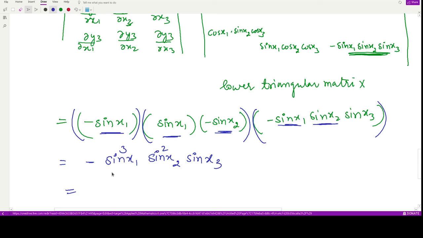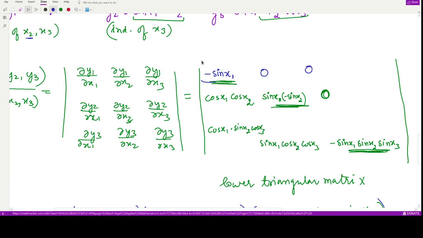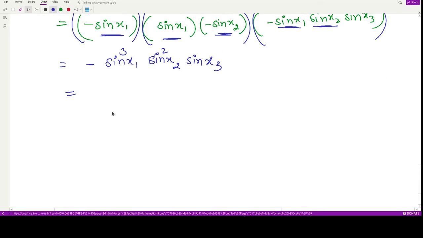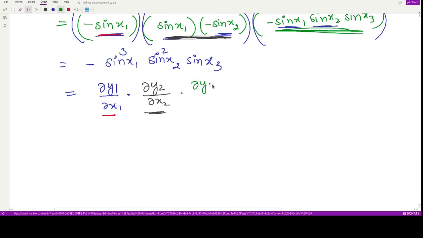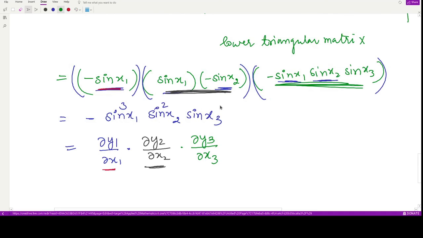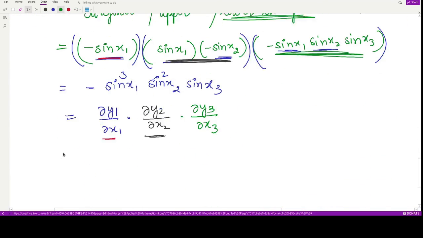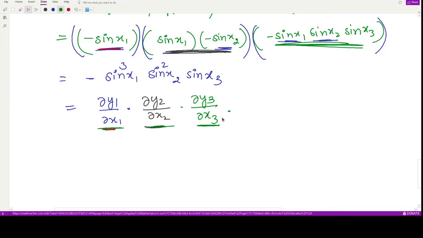So you see, what is this? This is sine cube x1. This was the derivative of y1 with respect to x1, and the second term, this was your first term, so this is equivalent to this. For the second term, this whole term, this was what? This was your del y2 with respect to del x2, and for the third term this whole term is equivalent to del y3 with respect to del x3. So here also, if you have the formation of a lower triangular matrix or an upper triangular matrix or a diagonal matrix, in that case also you can conclude that the Jacobian is equivalent to the product of these three terms. So I hope this is clear.